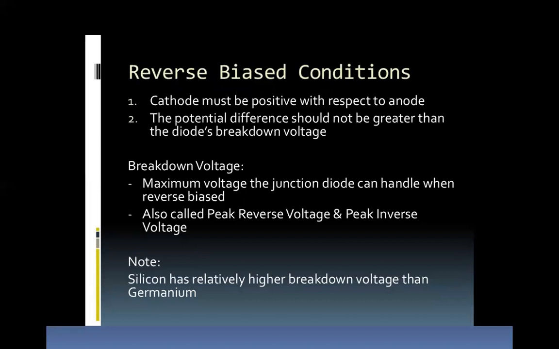These are the conditions. Cathode must be positive with respect to anode. The potential difference should be greater than the diode's breakdown voltage. Now, what is breakdown voltage? It is the maximum voltage the junction diode can handle when it is reverse biased, also called peak reverse voltage or peak inverse voltage. We will see this in the graph when we plot the VI characteristics of this junction diode. If you compare germanium and silicon, widely used as semiconductor materials, silicon has a relatively higher breakdown voltage than germanium.